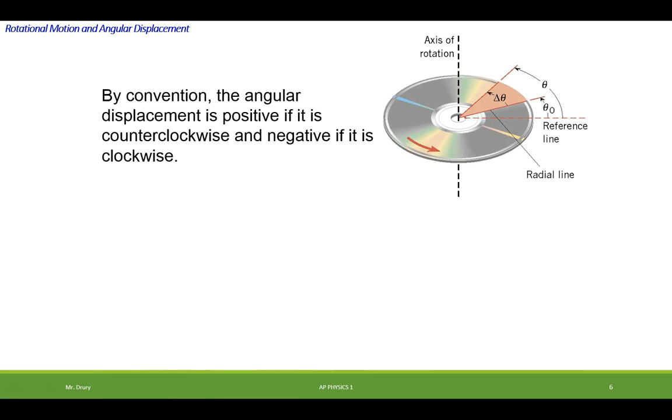Now we have to think about how we're going to label a direction. Like with linear, we think of north, south, east, west, and defining one of those directions as being positive and another direction as being negative. So we have to do the same thing here with angular displacement. And by convention, we call counterclockwise positive and clockwise negative. Now once again, this is completely arbitrary, but the normal convention is counterclockwise is positive and clockwise is negative.